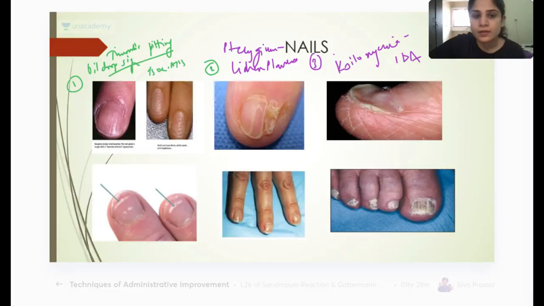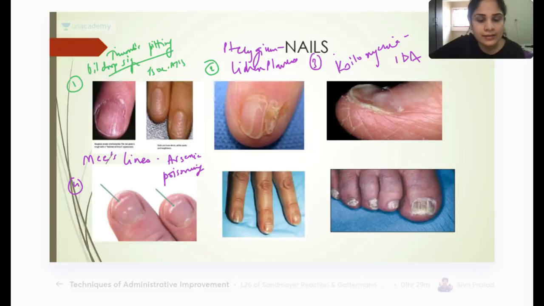Next one. What are you seeing in picture number 4? Leukonychia, not really. Leukonychia will be completely white nails seen in hypoalbuminemia. Here you are seeing these two white transverse lines that are present on the nails. What is this called? Very good, Sayantan. These are called Mees lines. And these are seen in which poisoning? White transverse lines that are present are seen in arsenic poisoning. Mees lines seen in arsenic poisoning.